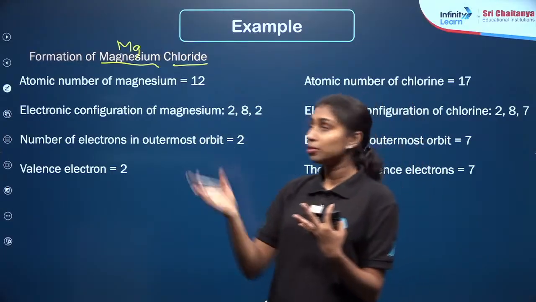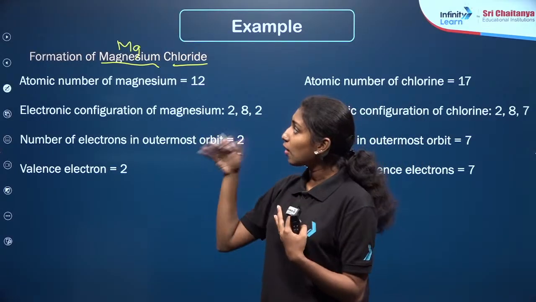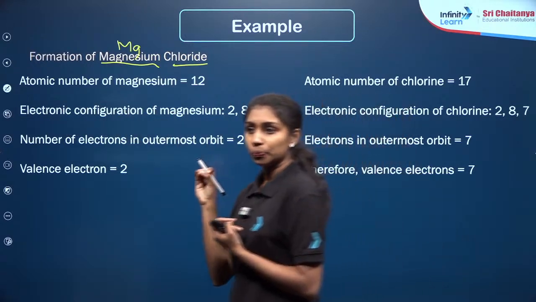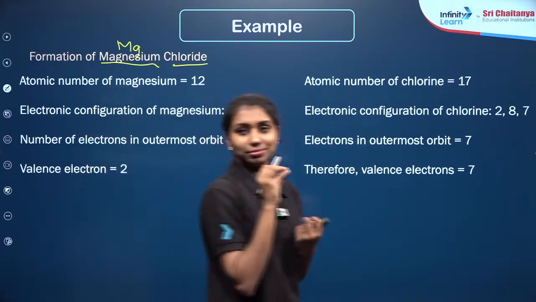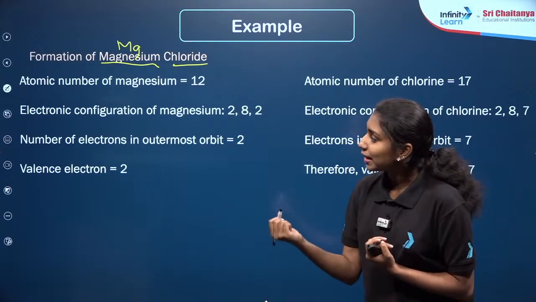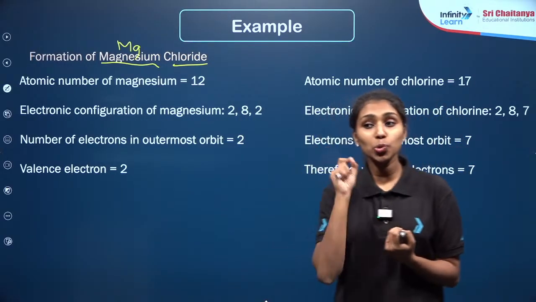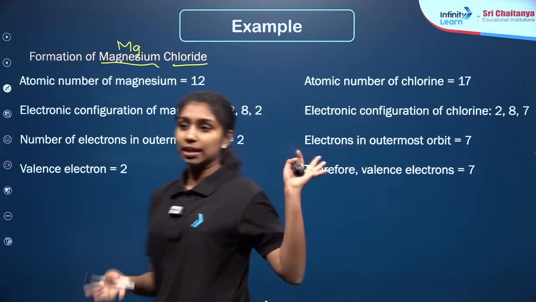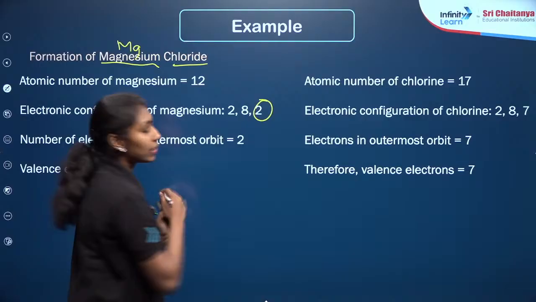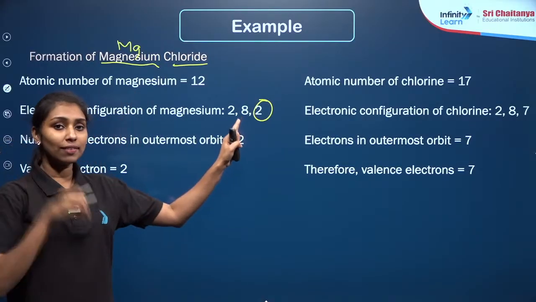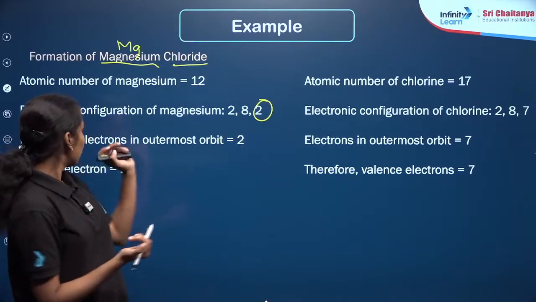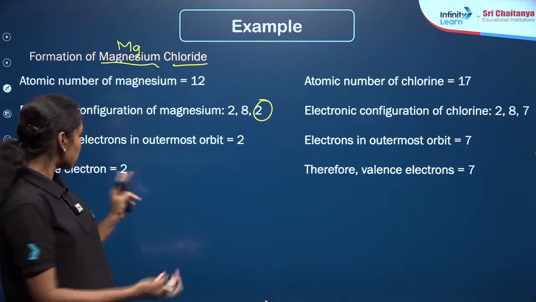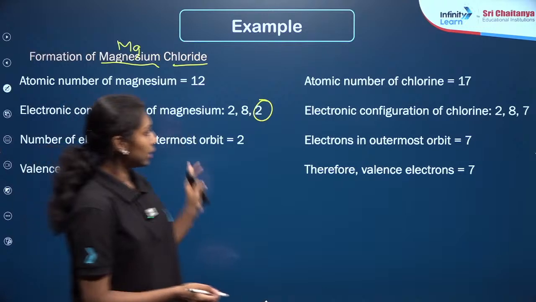We have an idea that the metal will lose electrons, right? In the case of magnesium, the atomic number is 12. The electronic configuration of magnesium is 2,8,2. In order to attain stability, magnesium wants to lose these 2 electrons, and only then will it attain stability. That is the octet rule. The number of electrons in the outermost orbit is 2, so it will have the tendency to lose those 2 electrons. Clear? That is written here.